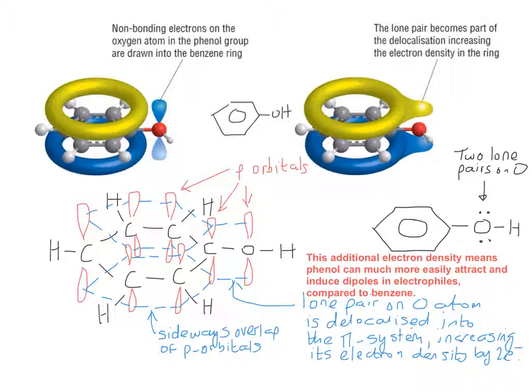So now we've got some extra electron density. That means phenol can attract and induce dipoles in electrophiles much more easily than benzene can. So it can do a lot more reactions than benzene can. So phenols are essentially more reactive than benzene for this reason.